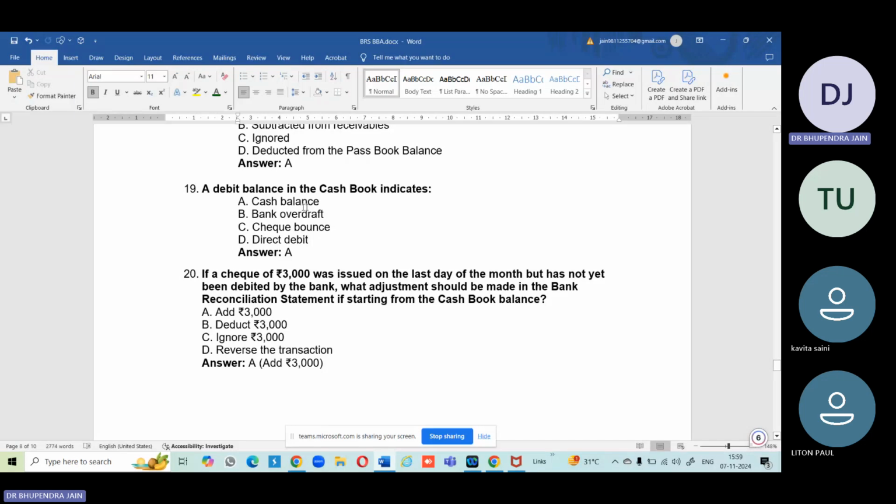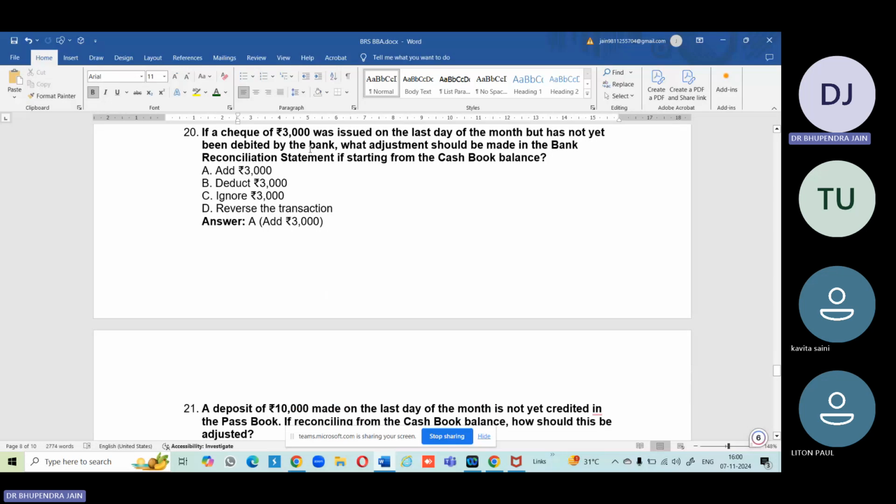Next, debit balance of the cash book indicates cash balance because bank overdraft balance is negative. Check bounce is not a balance. Direct debit is not a balance. So only cash balance is the correct answer. Cash balance is the correct answer.